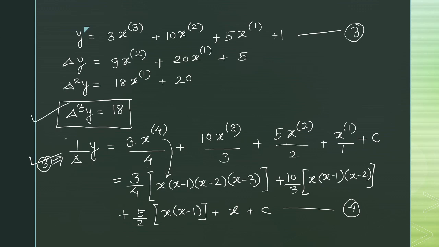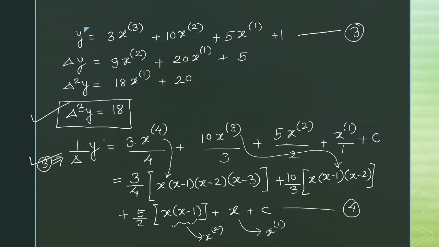Now suppose in the problem it is given that we have to find 1 by delta of y. Then in that case we integrate equation number 3. Here 3 as it is, x raised to the power 4 factorial upon 4, plus 10 into x raised to the power 3 factorial upon 3, plus 5 x raised to the power 2 factorial upon 2, plus x raised to the power 1 factorial upon 1, plus 3. Then substitute the values of x raised to the power 4 factorial, x raised to the power 3 factorial, x raised to the power 2 factorial, and the value of x raised to the power 1 factorial.